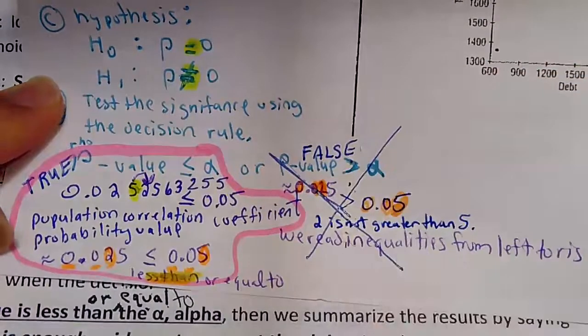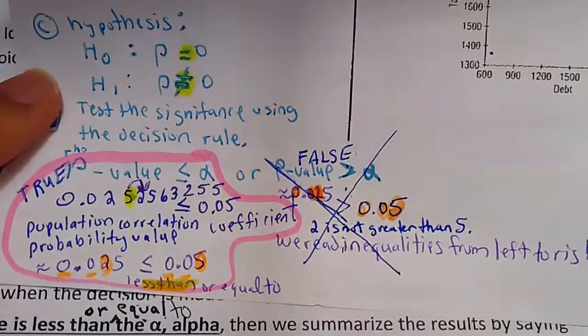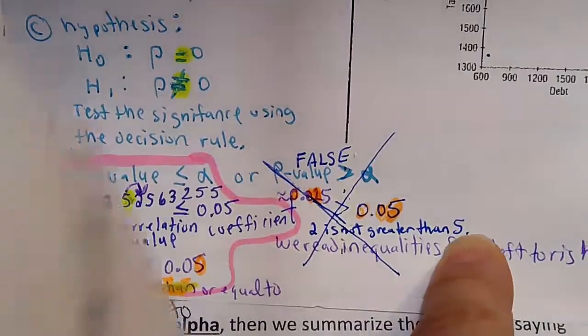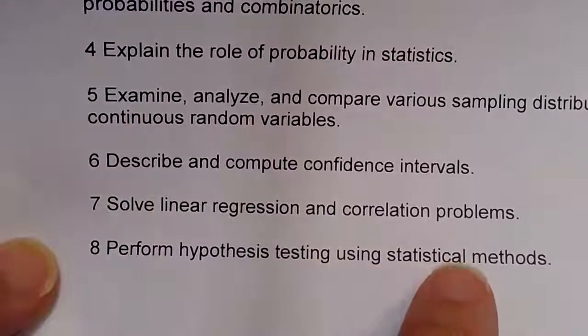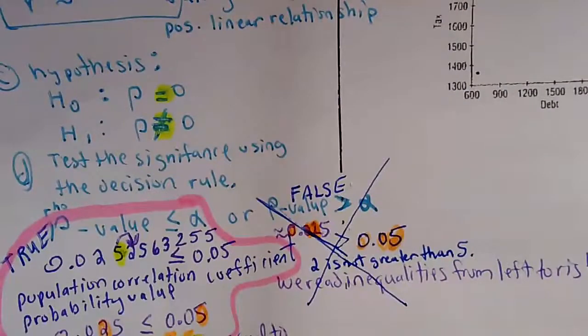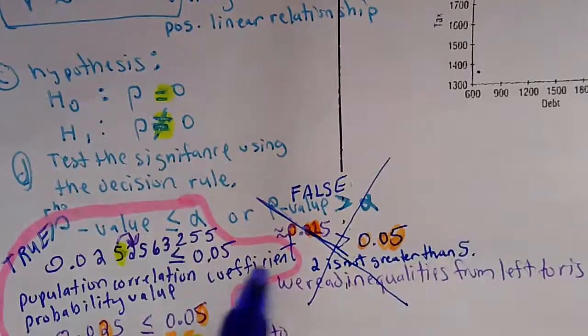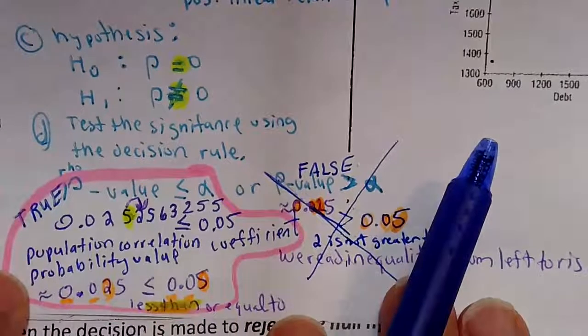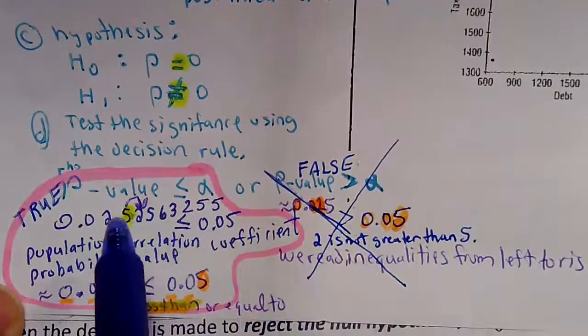So that's why they call it a decision rule, and then we're using statistical significance. So remember, performing hypothesis testing using statistical methods and working with correlation problems. This is part of the statistical methods here. So when you make your decision rule, you have to make a decision, only one of them is true. They cannot both be true. So you need to make sure though that you have your correct value.